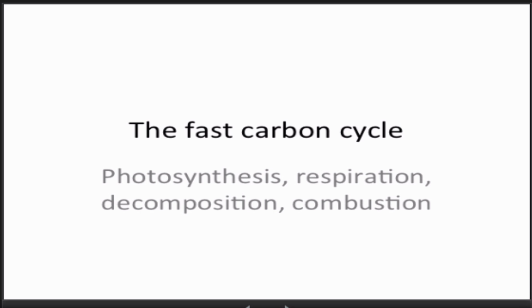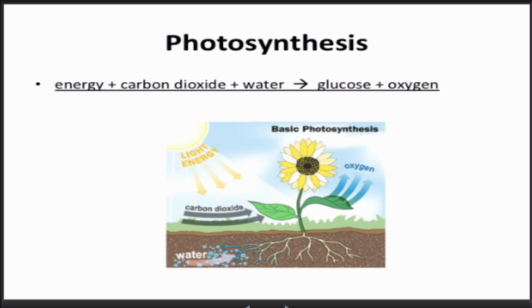The fast carbon cycle is mainly driven by biological processes such as photosynthesis, respiration, and decomposition. As you may know, the process of photosynthesis happens in the leaves of plants. Plants take energy from the sun along with CO2 from the atmosphere and water to create glucose, which is sugar, and then also oxygen, which we then can breathe.